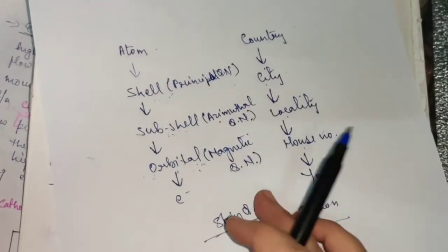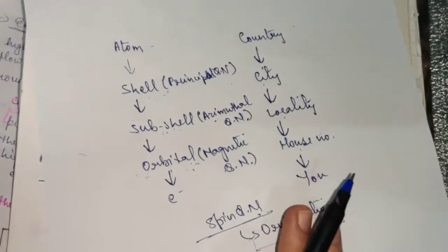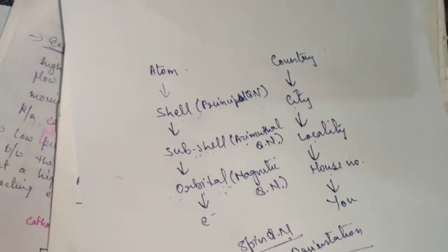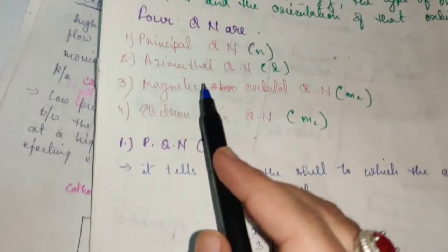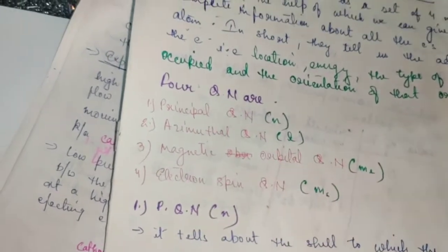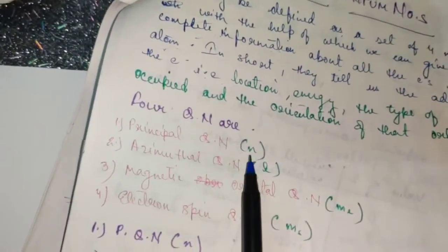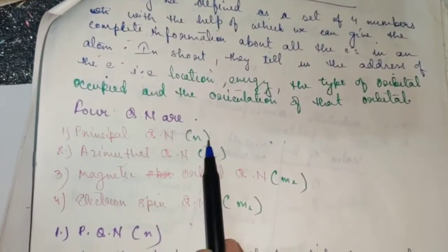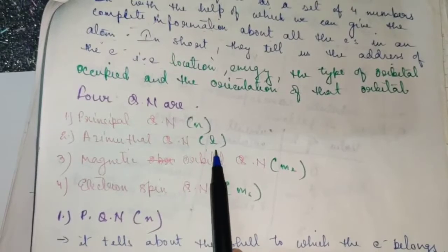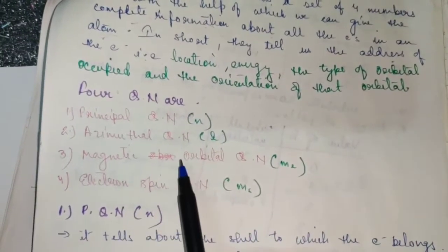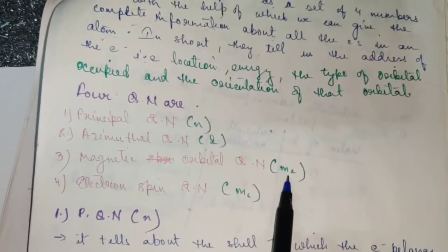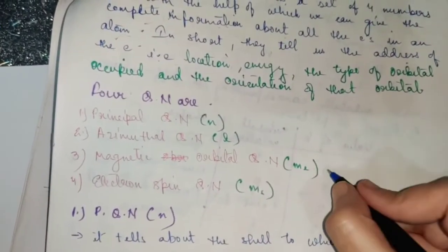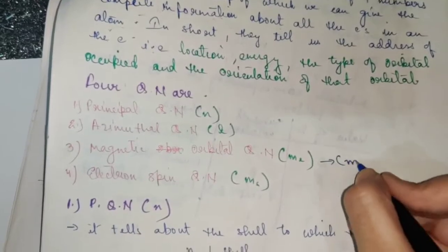So children, this is a very important topic. Please pay attention to what I am telling. Now one by one I will tell you about the description of each quantum number. The first quantum number is the principal quantum number, which is denoted by n. Second is the azimuthal quantum number, which is denoted by l. The magnetic quantum number is denoted by m. You can write it as m_l, or you can also remember it as simply m.